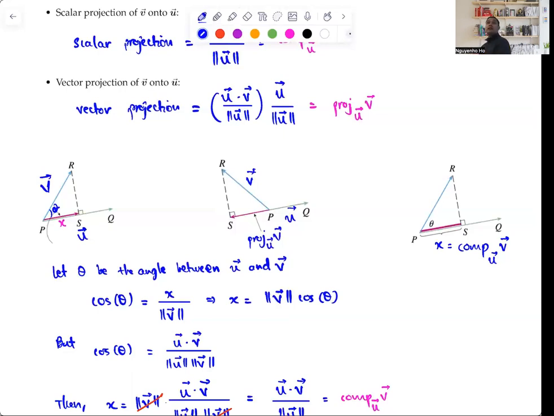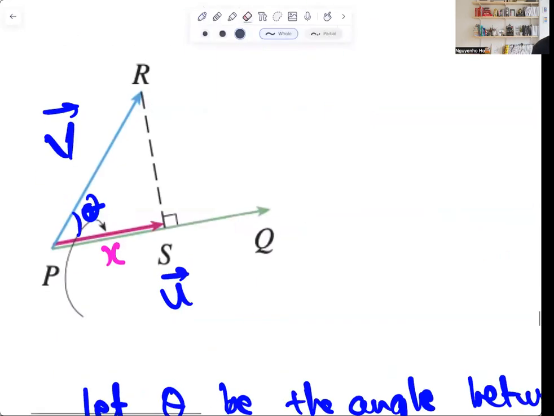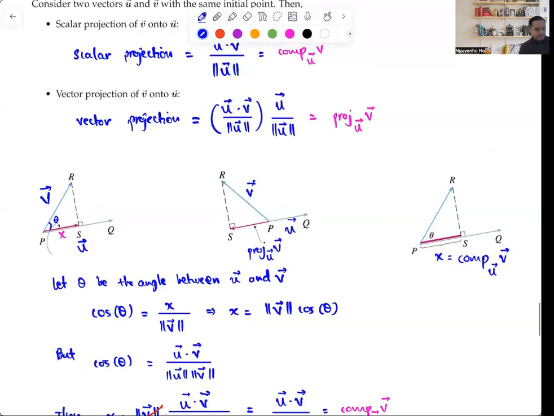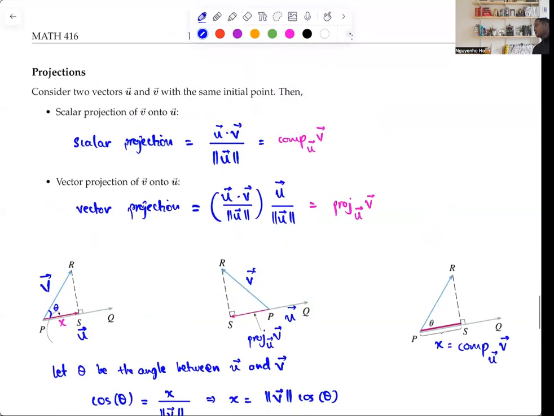Okay, any questions on this? Yes. This one? Theta. So this one is theta. If you haven't been able to capture the notes on the board here, again, I have videos, so you can go back and review or watch them if you want to. Okay. So any questions on projections?